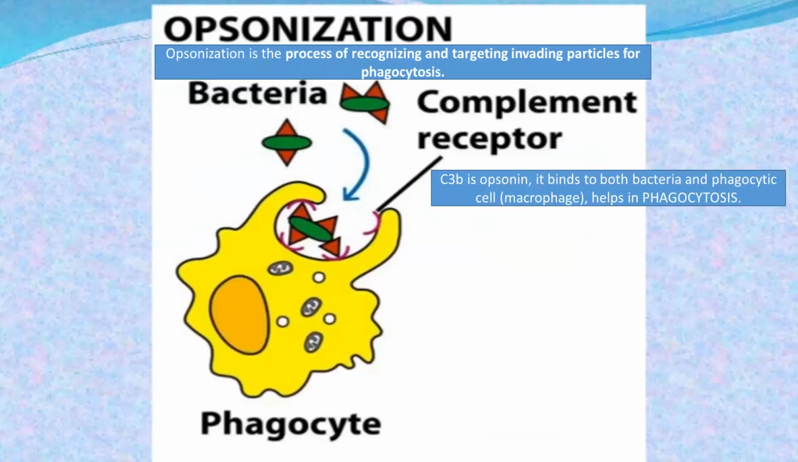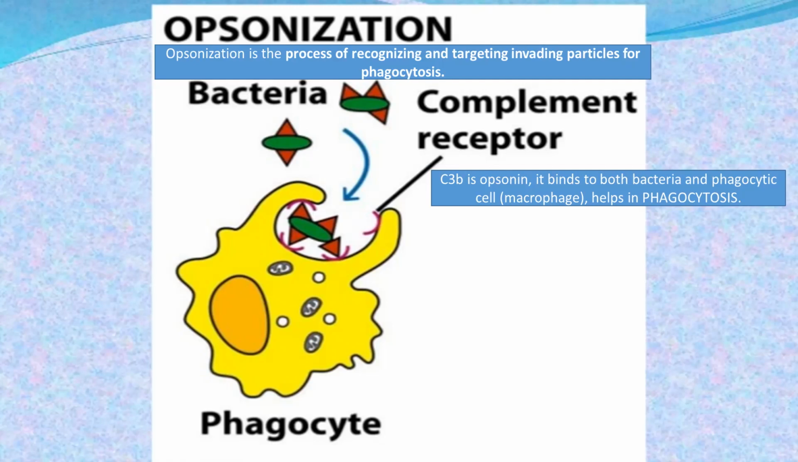This is the one: lysis, opsonization. As you know, opsonization is the process of recognizing and targeting the invading particles for phagocytosis. Phagocytosis is also a process in which the macrophage, which is a phagocytic cell, tries to engulf or internalize the bacteria into the phagocytic cell, and there it is internalized and killed by the macrophage.